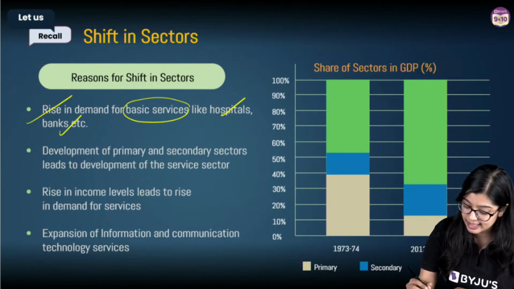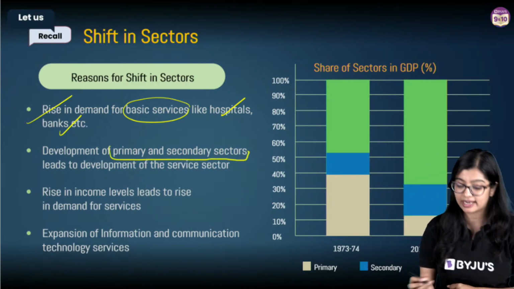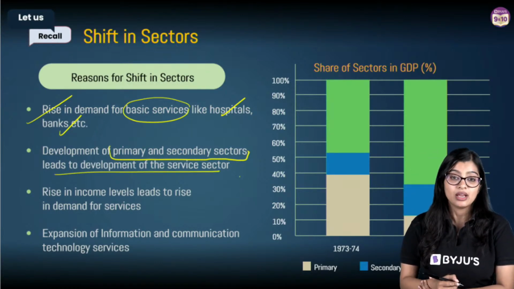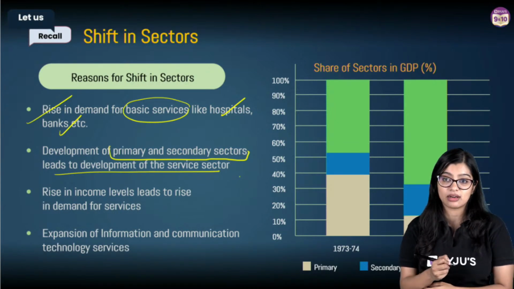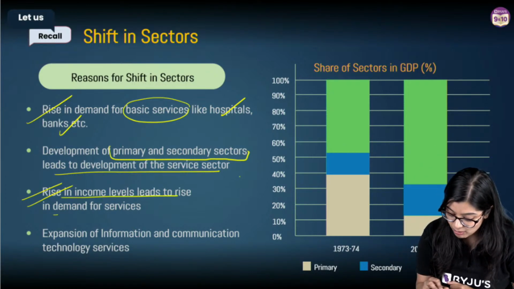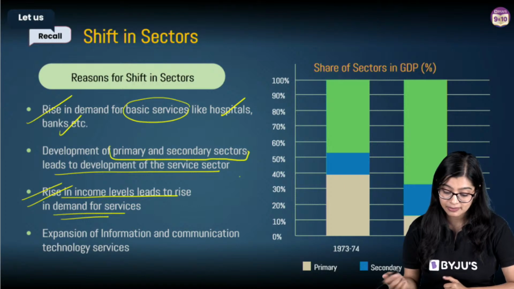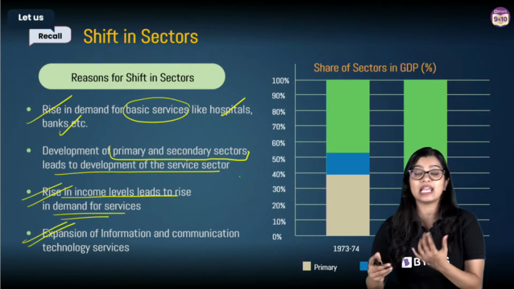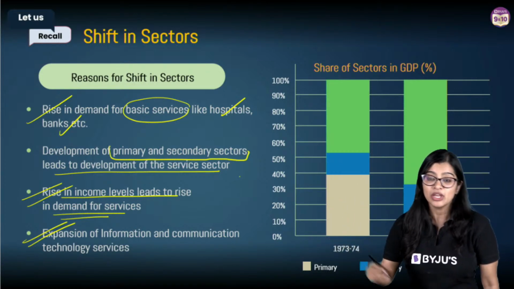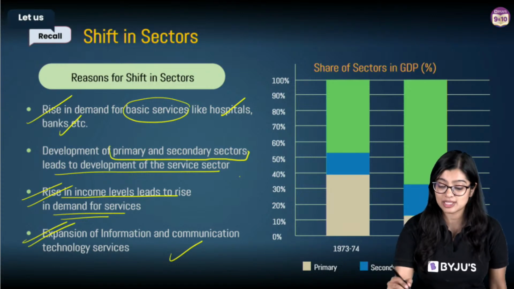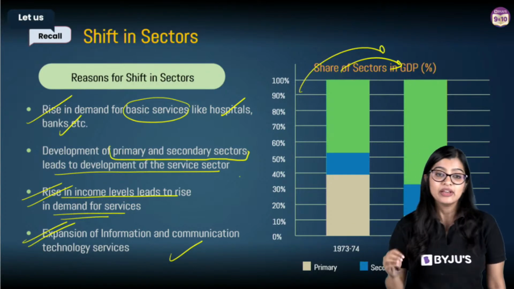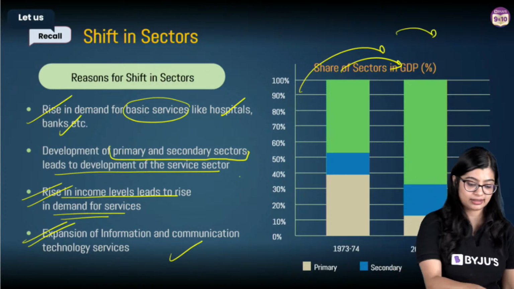Now, along with that, what do we see? We know there is development of the primary and secondary sectors. When primary and secondary sectors are developing, your tertiary sector will also develop. Also, there has been an overall rise in income, so people are making more money, which means they are demanding more services. Over a period of time, the information and IT sector has boomed. Which is why, when you talk about contribution, we see that there has been a shift to the tertiary sector.